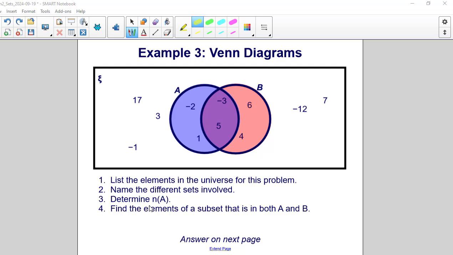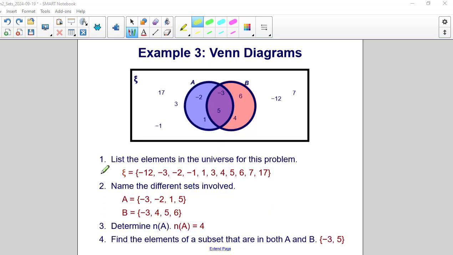If you are able to write down the answers to these four questions, let's proceed and find out what those answers are. For number 1, if we're listing the elements for the universe in this problem, it is the following numbers: negative 12, negative 3, negative 2, negative 1, 1, 3, 4, 5, 6, 7, and 17.